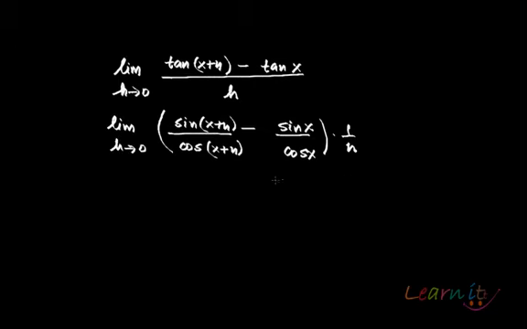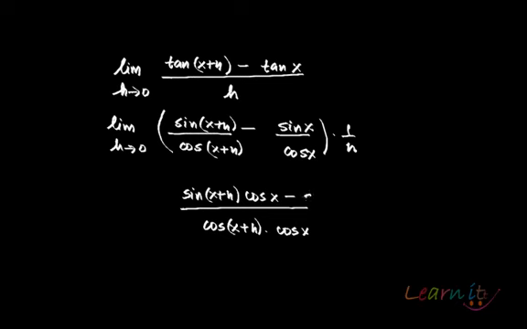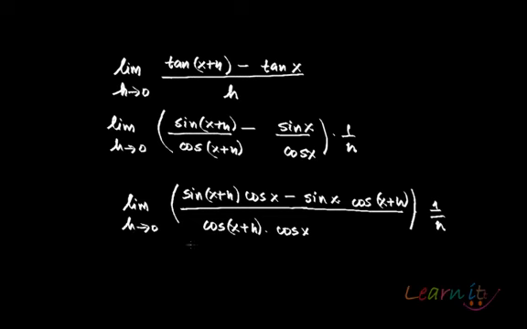So simplifying this, what you'll be getting is cos of (x plus h) into cos x in the denominator. You'll have sine of (x plus h) cos x minus cos of (x plus h) sine x in the numerator, all this into 1 upon h, limit of h tends to 0.